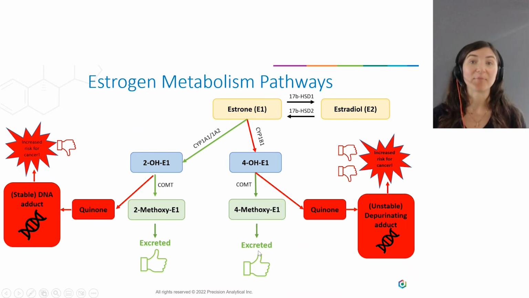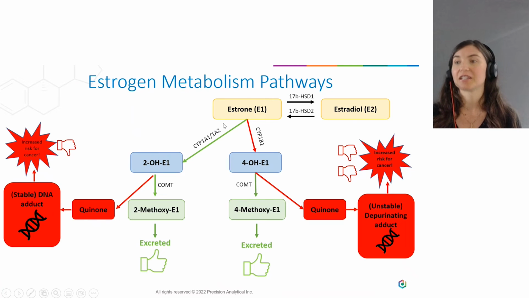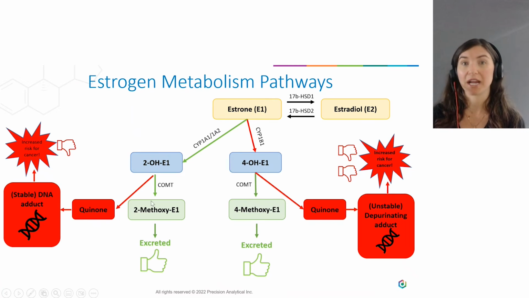This is a big thumbs up. This is good, right? So we want methylation to be working well. What we don't want is for the 2-hydroxy-E1 to become a reactive quinone, or for the 4-hydroxy-E1 to become a reactive quinone and cause DNA damage. The 4-hydroxy gets 2 thumbs down because it causes more damage than the 2-hydroxy-E1. That gets 1 thumbs down.